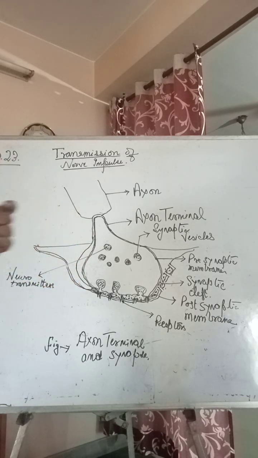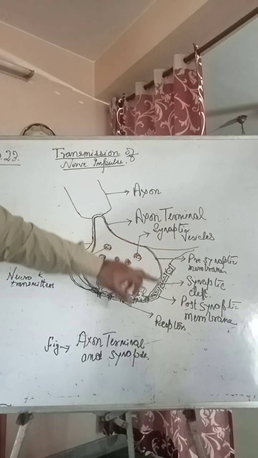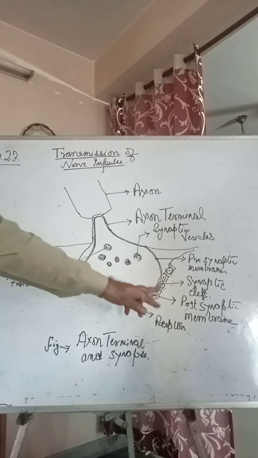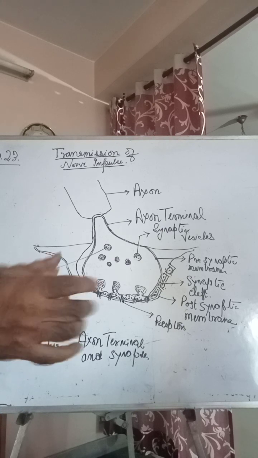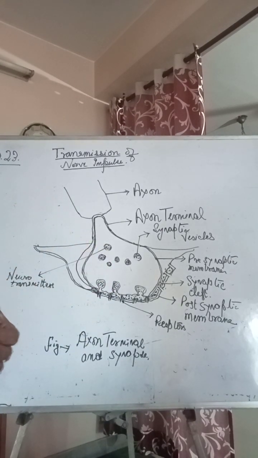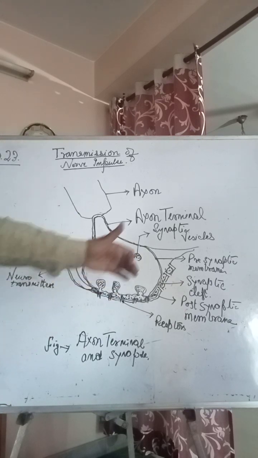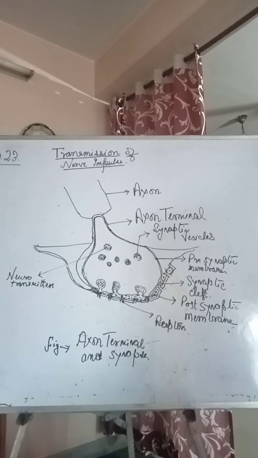There is a gap also between the two neurons, between the presynaptic membrane and the postsynaptic membrane of the postsynaptic neuron. These two membranes can be in very close contact, but there is always a little gap. The gap is called the synaptic cleft.